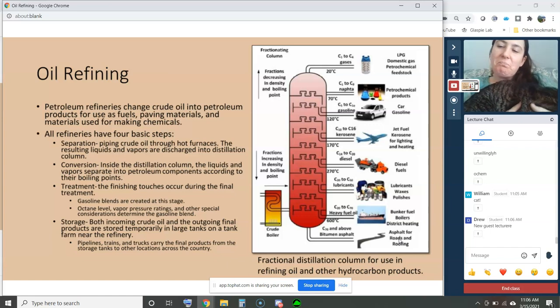And the final step is storage, where both incoming crude oil and then the outgoing final products are stored temporarily in large tanks on a tank farm near the refinery. And then this material can be transported to its final destination via pipelines, trains, and trucks.